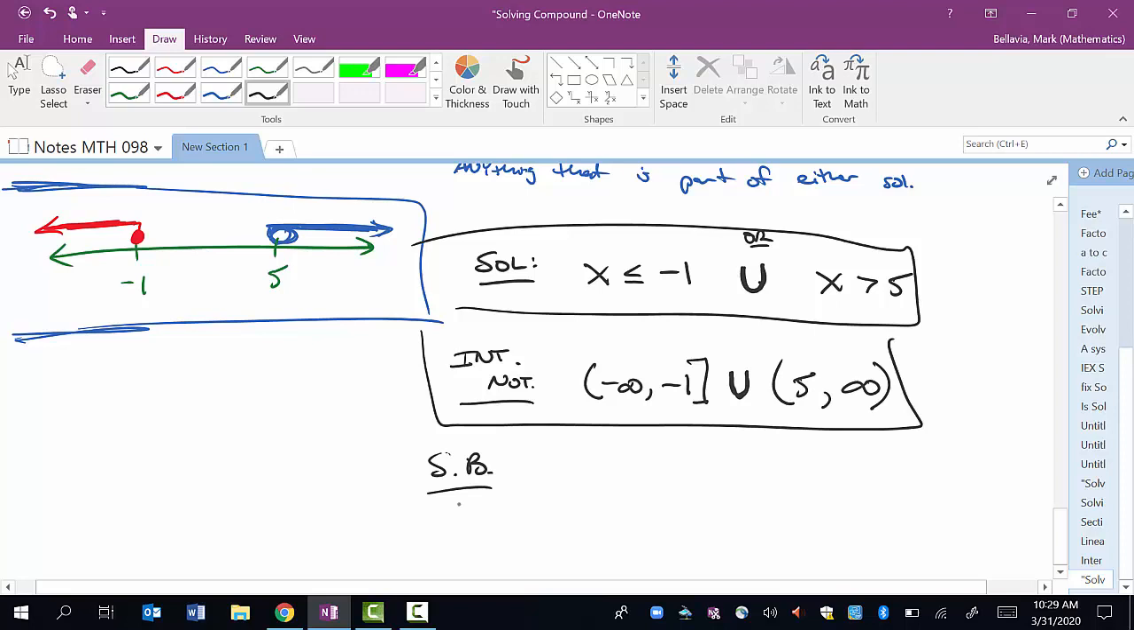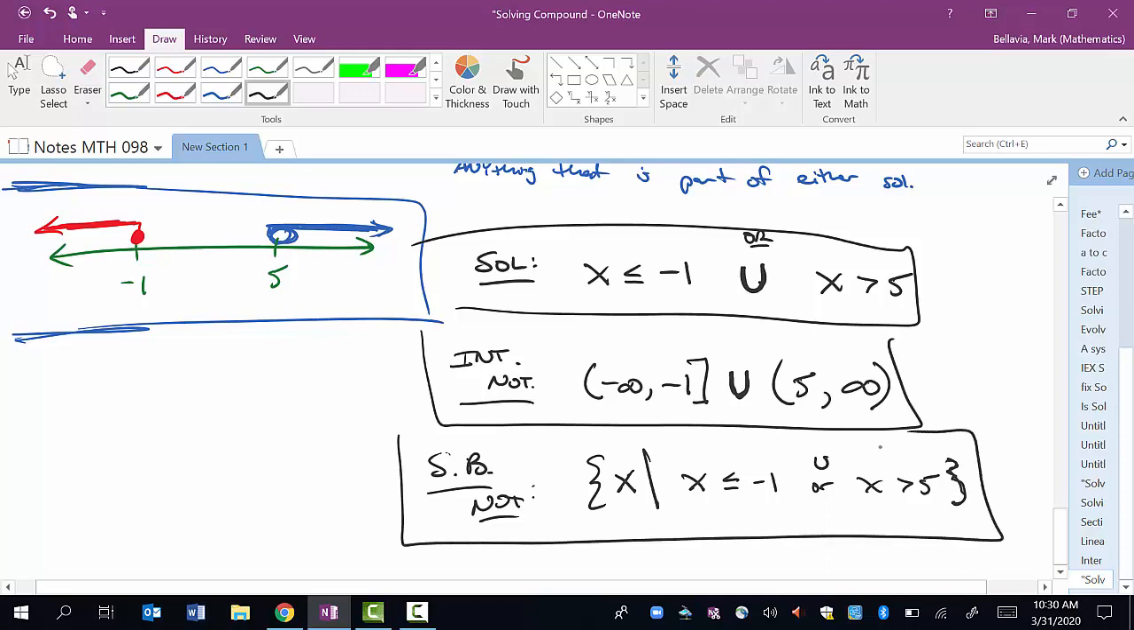And for the set builder notation, if we're looking at this curly brace for a set, the set of all the variables, the set of all x, because that's our variable that we have here, the bar, that means such that, and then our condition, which in this case is x is less than or equal to negative 1, or x is greater than 5. You can put the union symbol there. Either way is okay. And then close the curly brace, because that's a set.